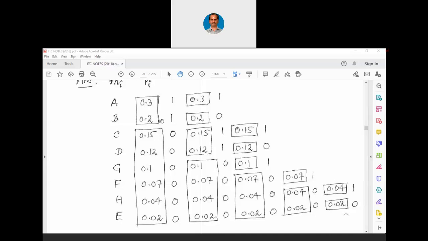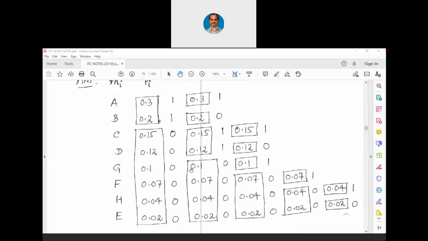Next, for the first group, A and B, the encoding is already done. You can see here 1, 1 and 1, 0. That encoding is already complete because we cannot divide the group further. Now in the second stage, you can see that C and D are together. Again we divide them into 2, 0.15 and 0.12, C and D. Again we will allocate 1 and 0. So the encoding procedure for C and D is complete: 0, 1, 1 and 0, 1, 0. We cannot divide them further.